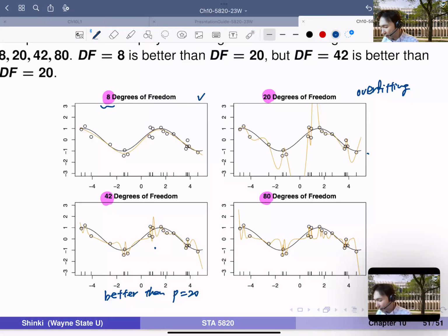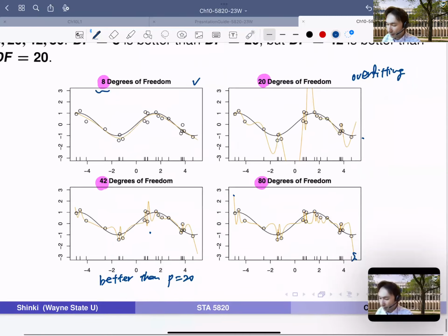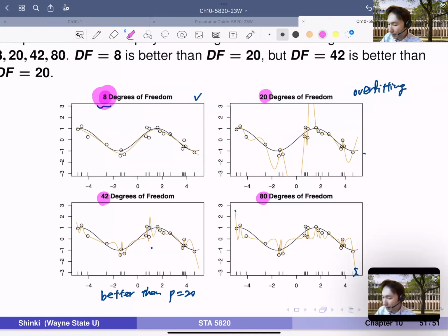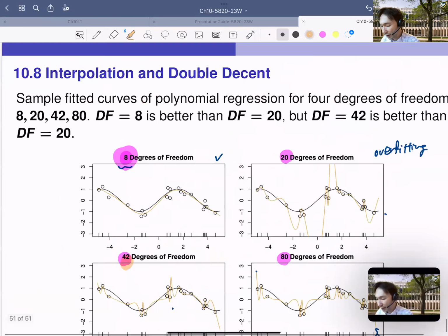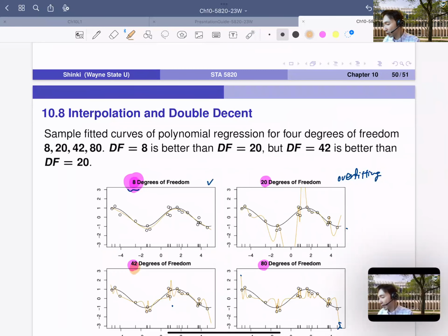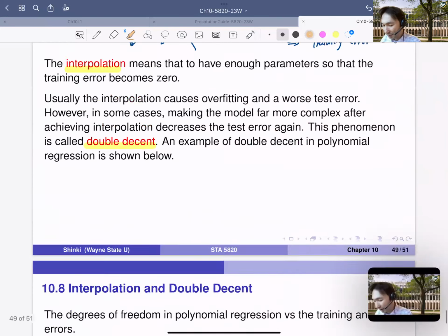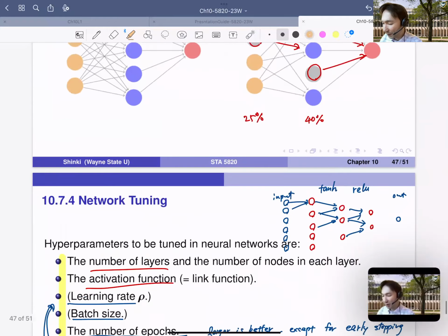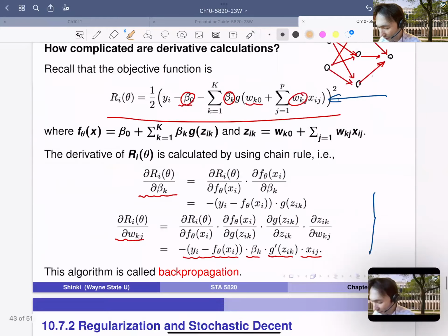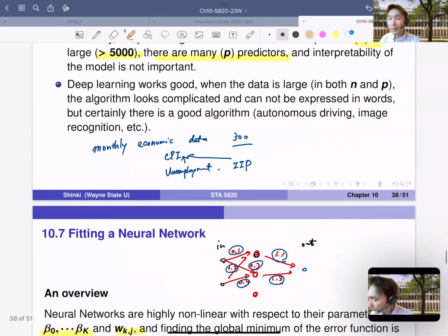And at 80, it gets worse again, especially maybe here and here. But still slightly better than 20. So 8 is optimal, but 42 is maybe the second best. That can happen. This is called double descent. Double descent does not always happen, but sometimes it does. I don't know if this is a useful concept or not, but sometimes it happens. Okay, so that's it. Do you have any questions?